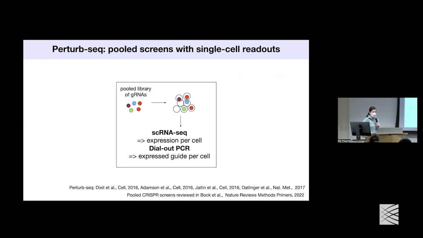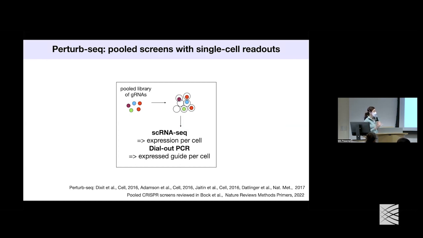Perturb-Seq is a single-cell genomics technology that allows us to do these types of pooled screens with single-cell readouts, such as gene expression. Again, we start with a pooled library of guide RNAs. We transduce them into cells so that each cell gets a different one. And then we get two things for each cell. We do single-cell RNA sequencing to get the expression profile of a cell. That's sort of the proxy for the cell state.